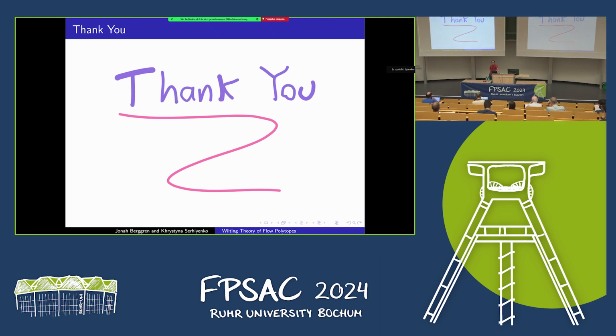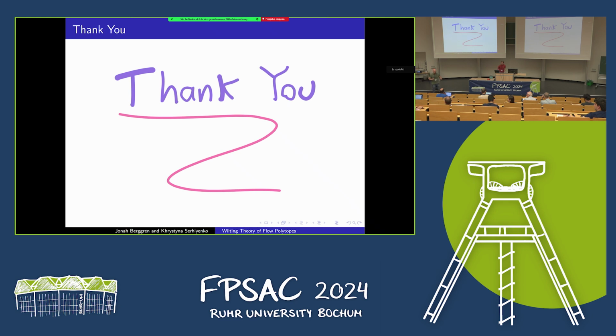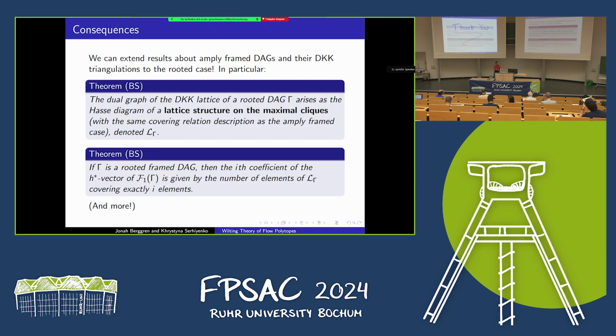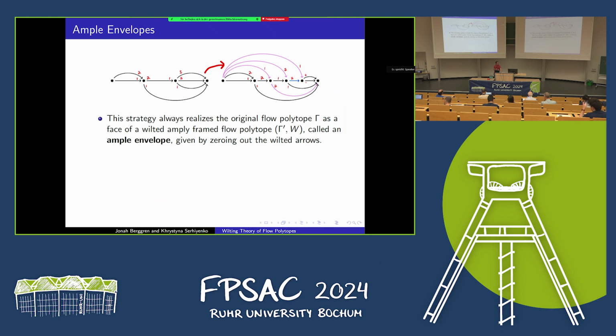Are there questions? Thank you for your talk. So one quick question is that when you're constructing an ample envelope from the original flow polytope, and assuming that polytope is rooted, are they bijective? I mean, is it possible that, let's say, two different rooted polytopes have the same ample envelope?